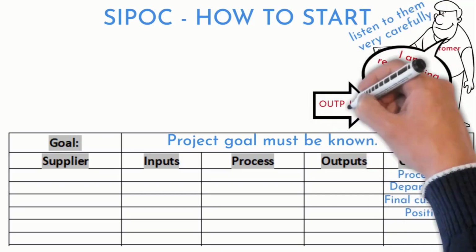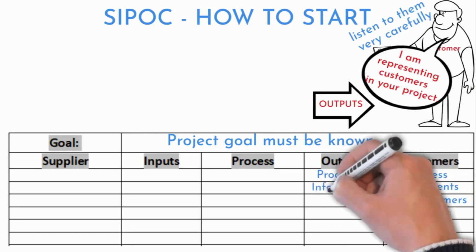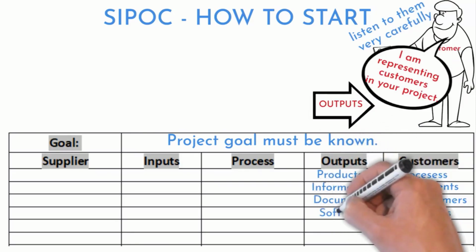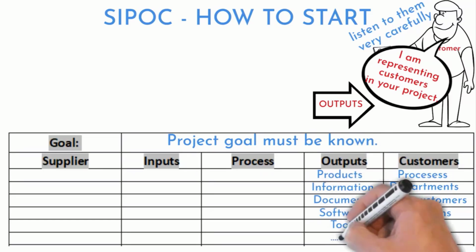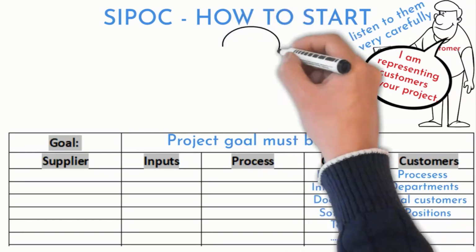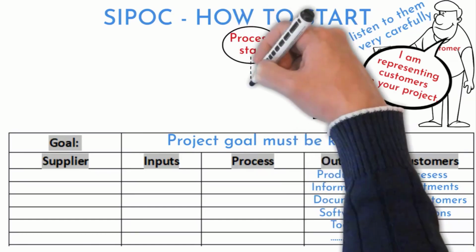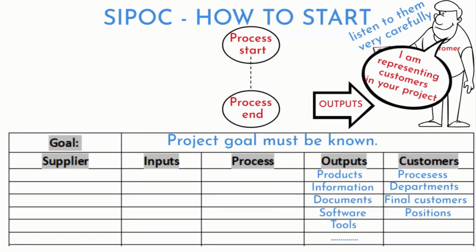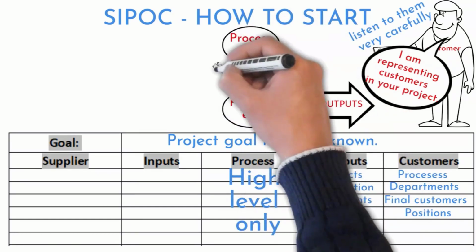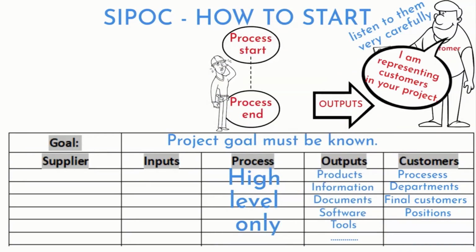Continue with expected outputs. Customers should know what products, information, documents, software, tools they are expecting from the process. List each of them. Next, write down the steps in the process from start to end. Do not go into much detail for now. A member of the solved process should be in your team too.